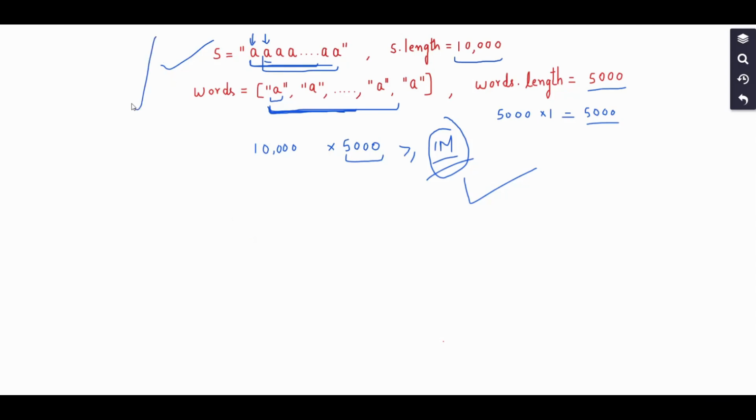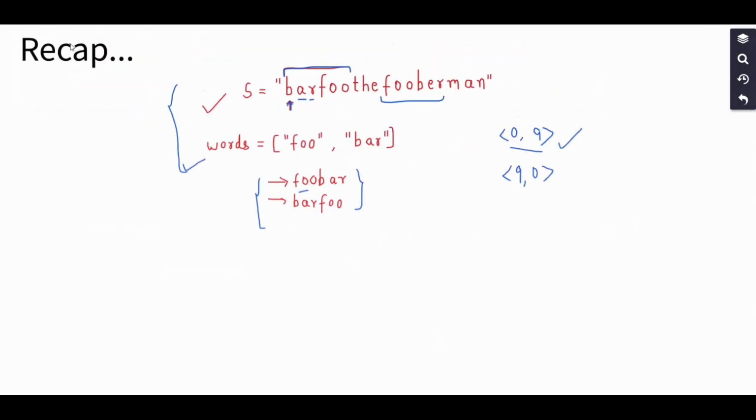For these kinds of test cases, that solution will fail, although the inputs do lie within the constraints of the problem, but still it will fail. So let's discuss the better approach to solve this problem. The better approach to solve this problem is sliding window. We would be solving this problem using sliding window.